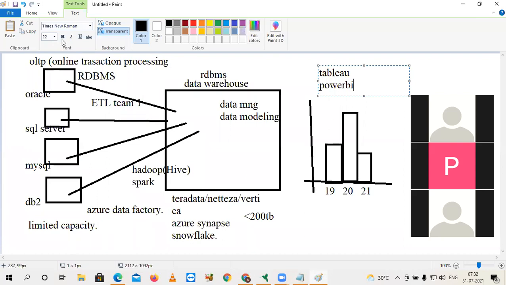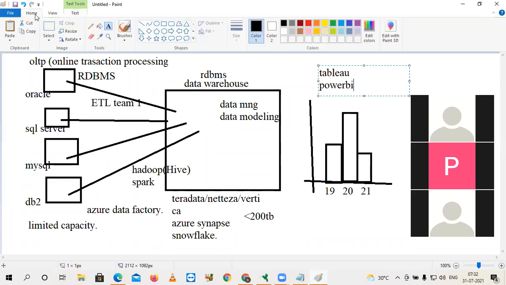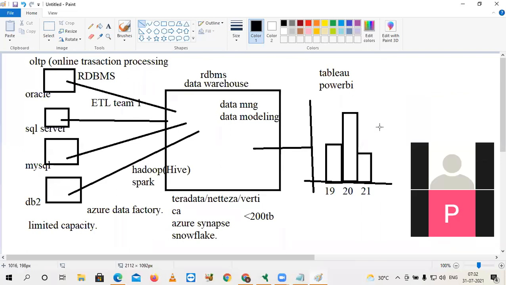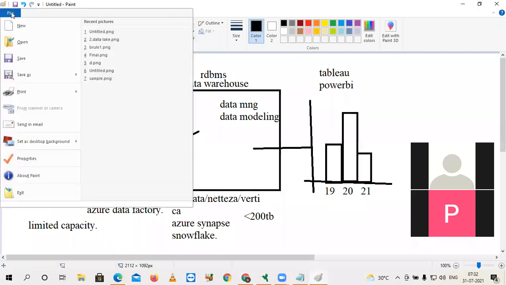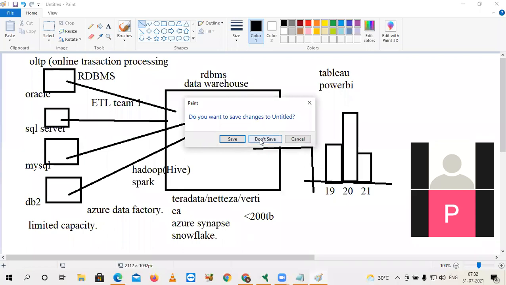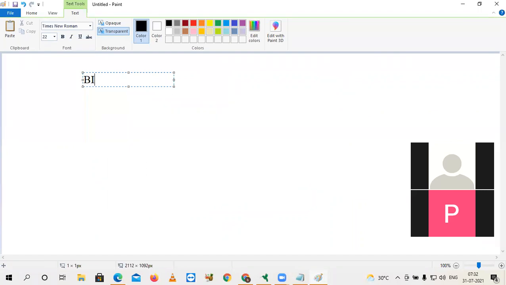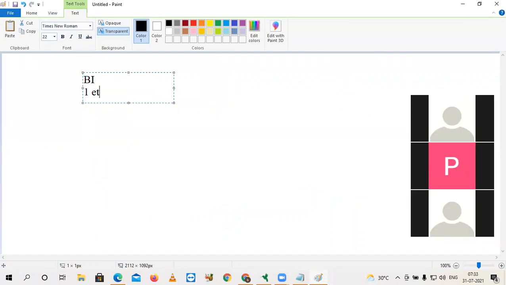So finally, for these warehouses, the input data for these reporting tools or visualization tools is coming from the warehouse. If you observe this entire flow, there are 3 teams involved in this picture. In the case of the BI department, you have 3 teams. Number 1, ETL. Number 2, data warehouse management people. And number 3, the visualization team, the report developers.